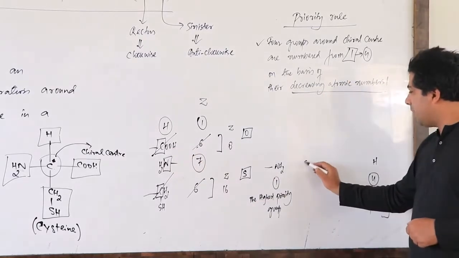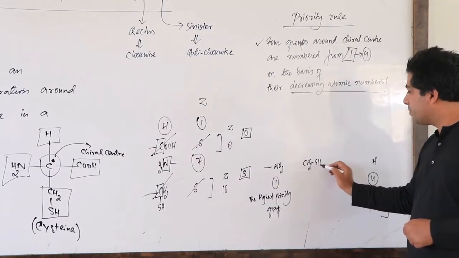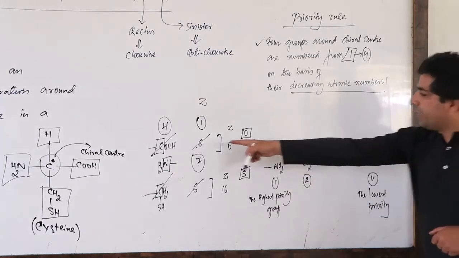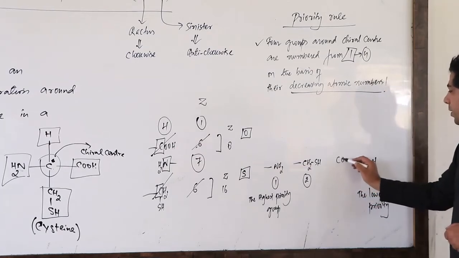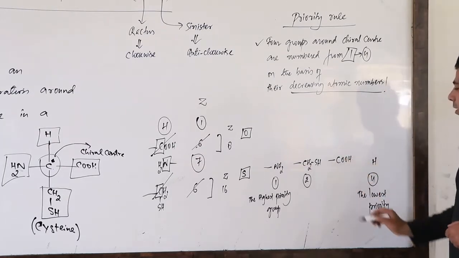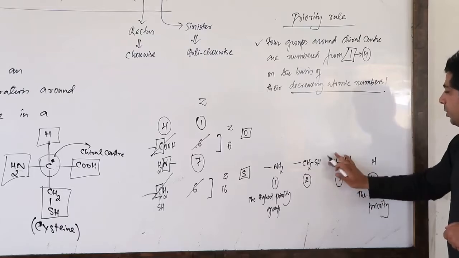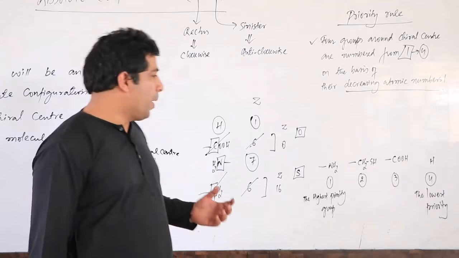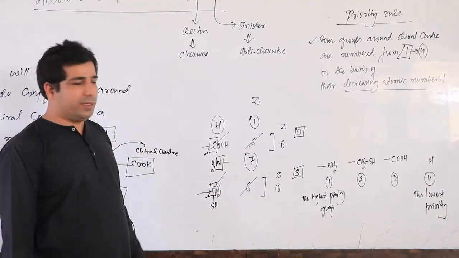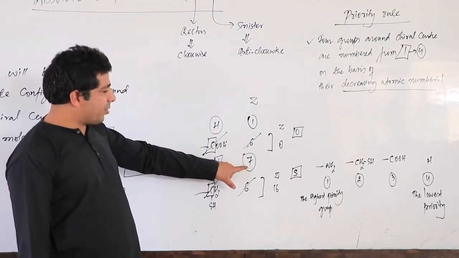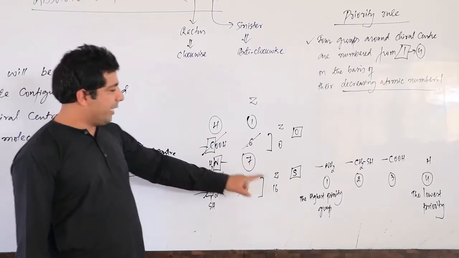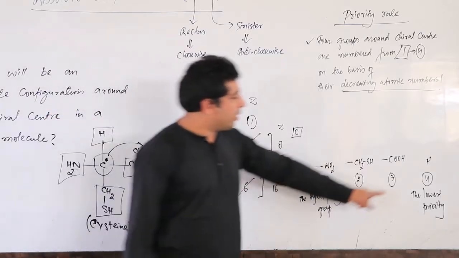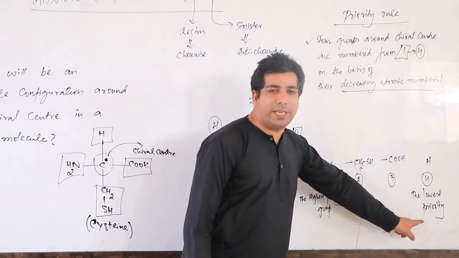That means after this I will write down here CH2SH. So it will be second priority. And then after that I will write down COOH, that is the carboxylic group, it will have third priority. So I have given the priorities to these groups on the basis of their decreasing atomic numbers. In the first case, the highest atomic number is for nitrogen, so it will get the first priority. And the least is for hydrogen, so it will get the lowest priority. Look here, the lowest priority it will get, correct?